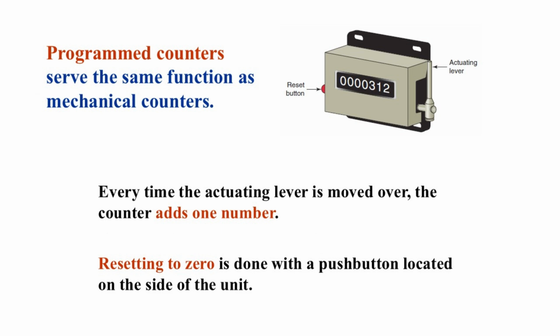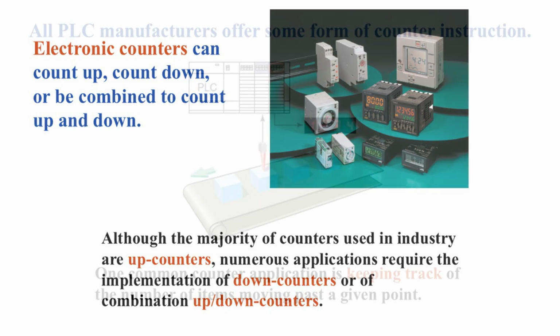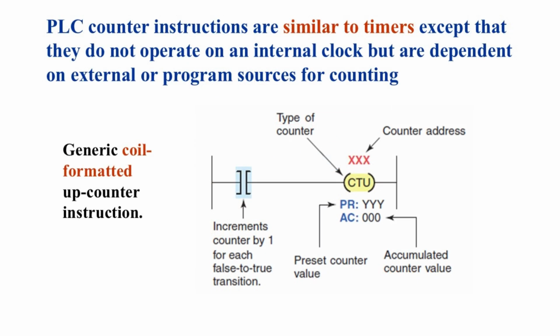Most PLCs provide three main types: count up, count down, and combined up-down counters. Counters are often used to track production items moving past a sensor. PLC counter instructions are similar to timers, but instead of measuring time, they count external events.